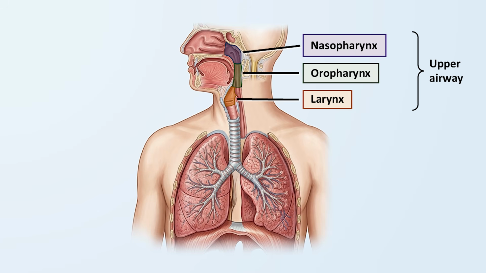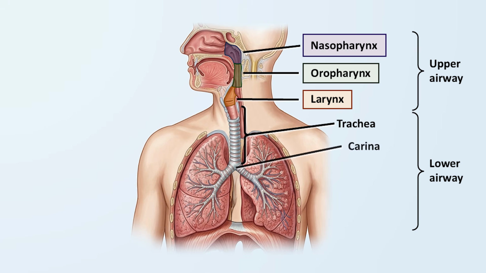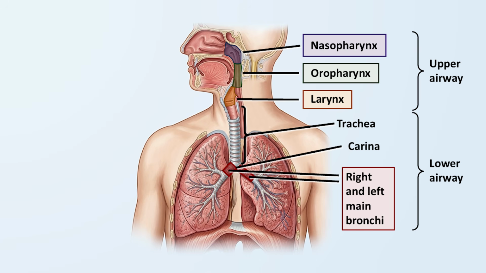Once air passes from the larynx into the trachea, colloquially known as the windpipe, it encounters the lower airway, which consists of a progressively branching network of smaller and smaller passages. As the trachea descends into the chest, the first branching that's encountered occurs at a structure called the carina, where the airway bifurcates into the right and left main bronchi.